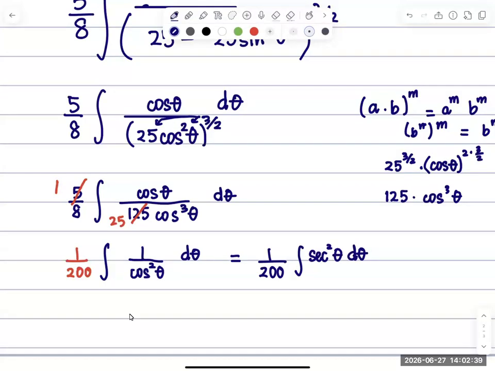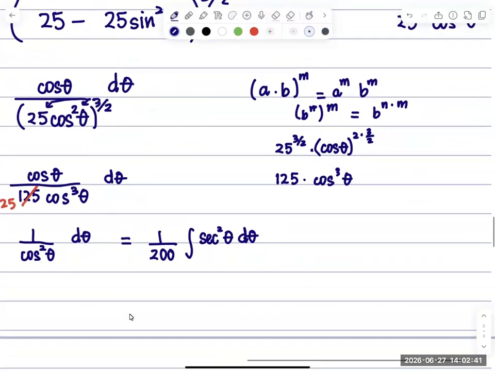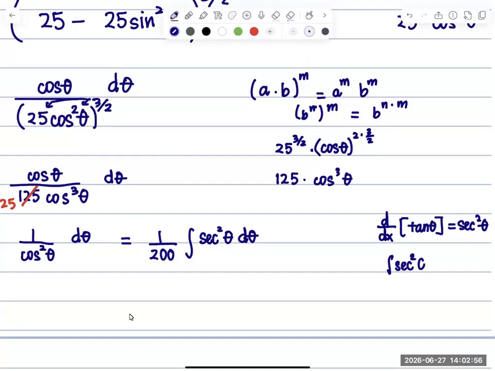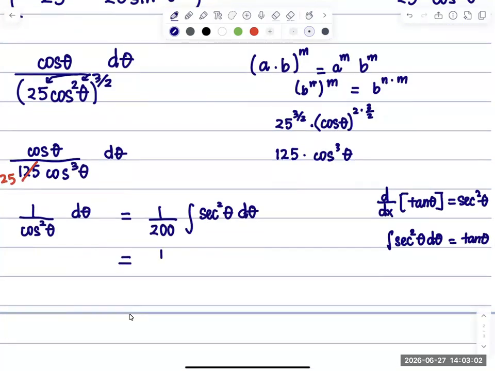And what is the integral of secant squared theta d theta? We know the derivative of tangent theta is secant squared theta. So it means the integral of secant squared theta is tangent theta. So we end up having 1/200 tangent theta plus c.